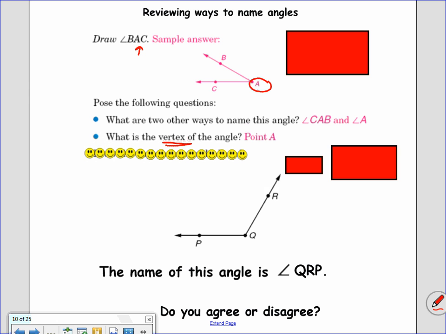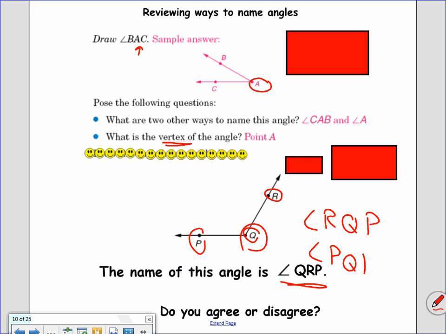So let's take a look down here. The name of this angle is QRP. QRP. Does that make sense? It doesn't make sense because when you're writing this angle, the Q must be in the middle. So some examples would be RQP or PQR or just angle Q. All right, let's keep cruising here.